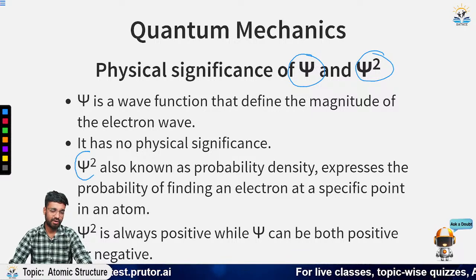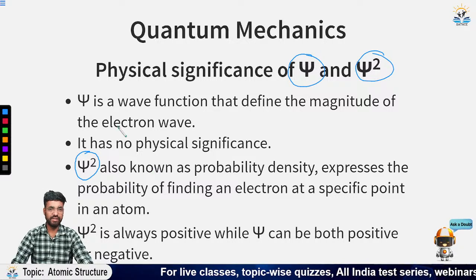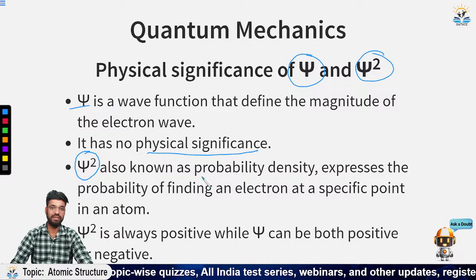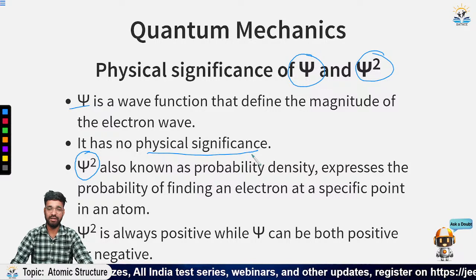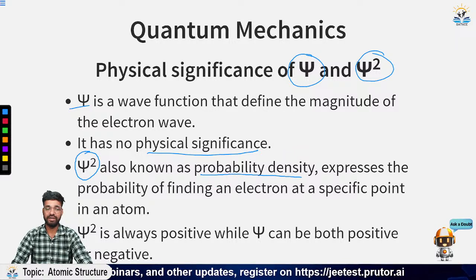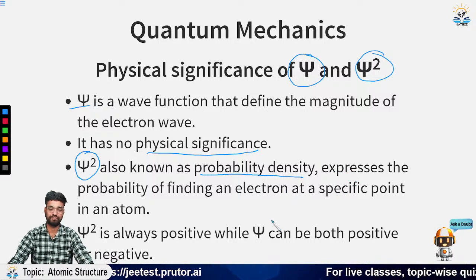We will later see how this psi square is important using a graph. The same thing is written here: psi has no physical significance and does not represent anything, while psi square is known as the probability density. And what does this probability density mean? It is the probability of finding an electron at a specific point in an atom.